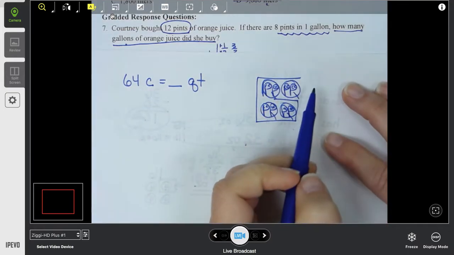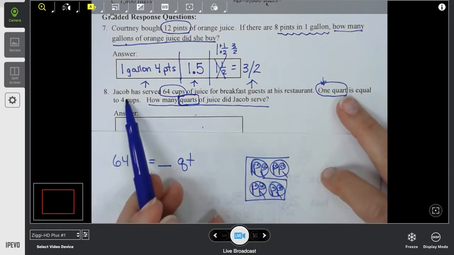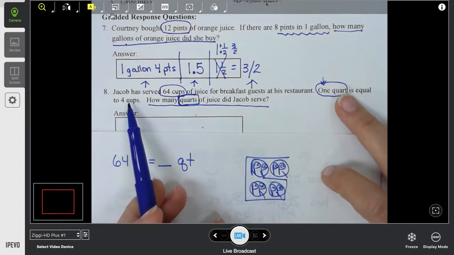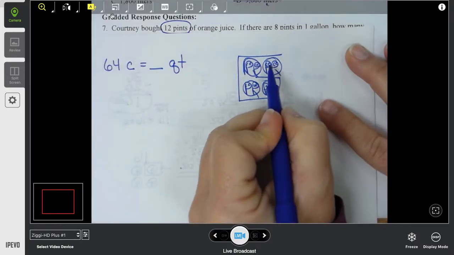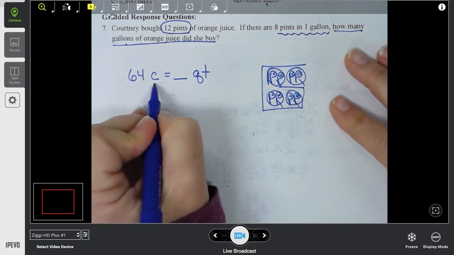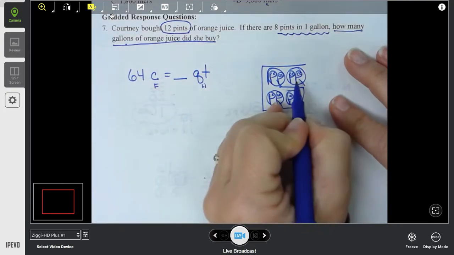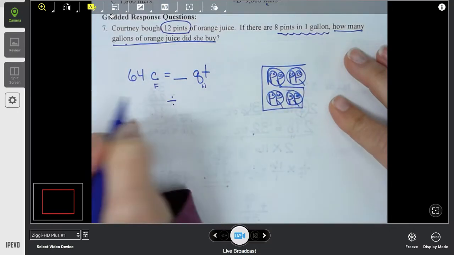So when it said there are 4 quarts in 1 gallon, or 4 cups in 1 quart, that is true because here's my quart. 1, 2, 3, 4. 4 cups in that quart. So the cup is smaller than the quart because I can fit them inside.